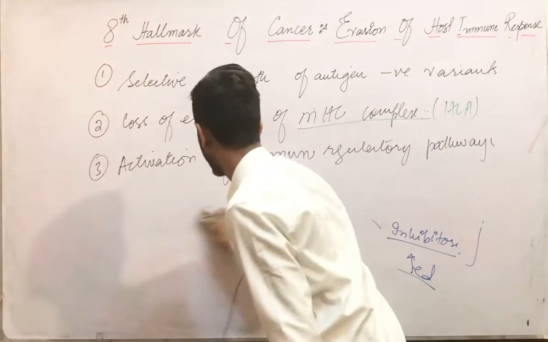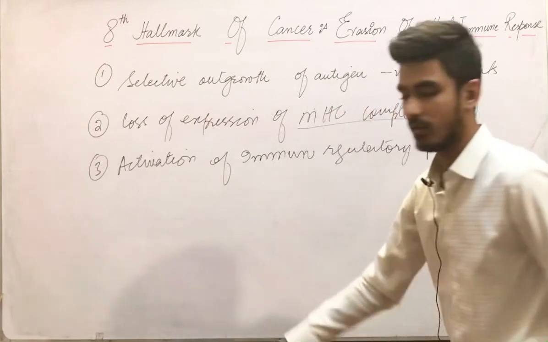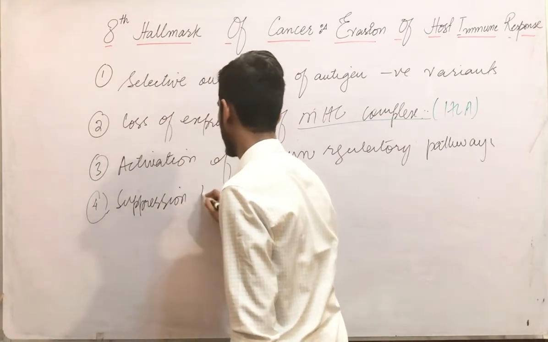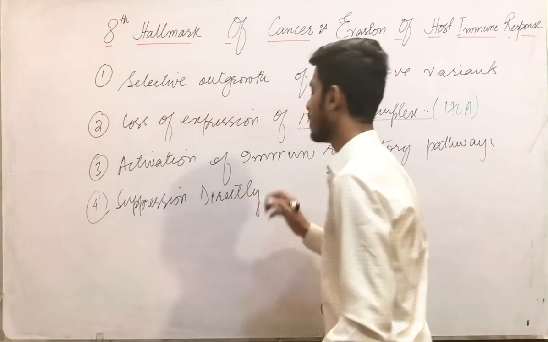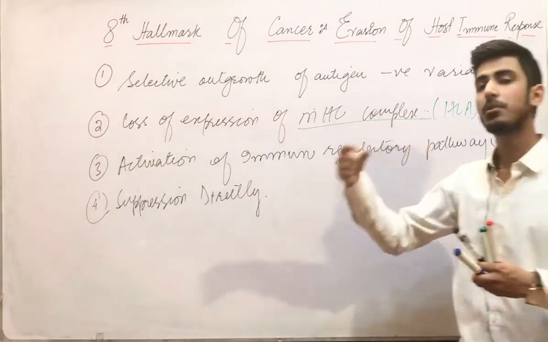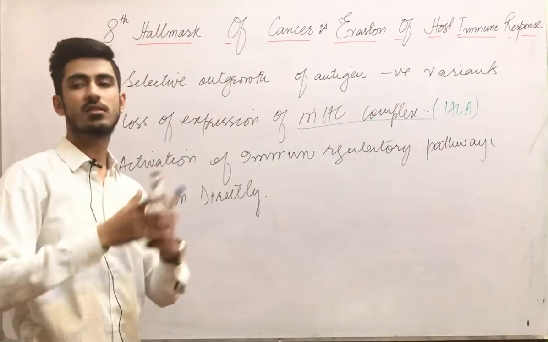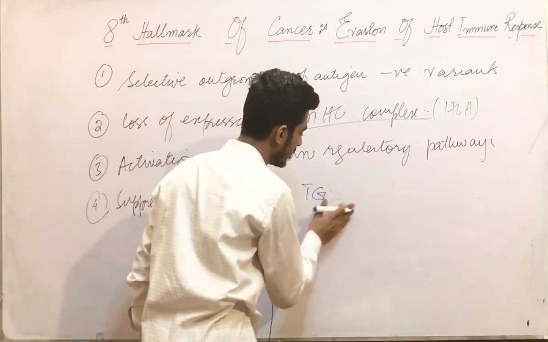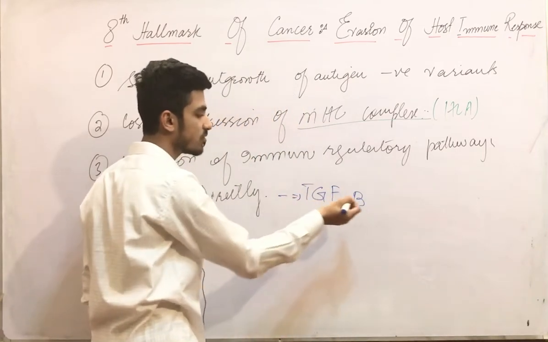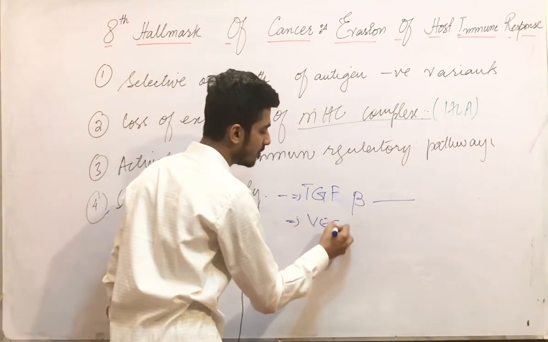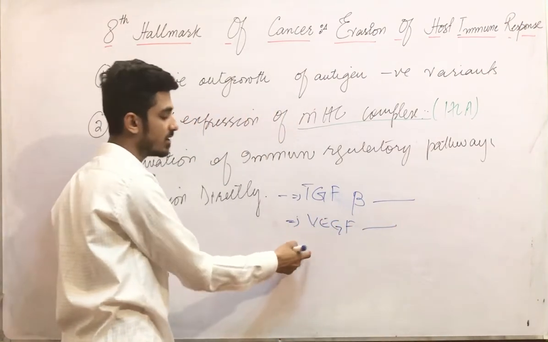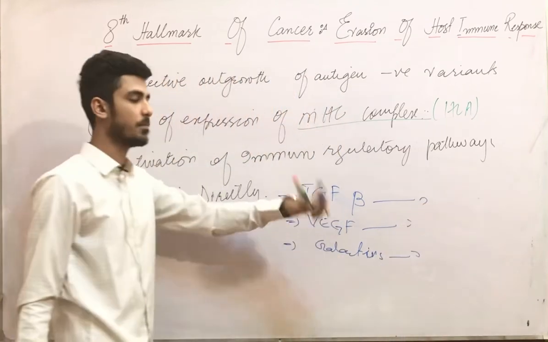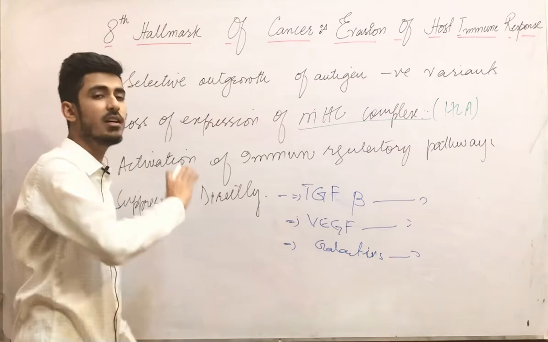Now after this we have the fourth point, that is the suppression of immune system directly. Now what happens is that the tumor cells directly produce certain substances that directly inhibit the immune system. Now what are those substances? We all know them, like transforming growth factor beta, which is also an immunosuppressant. Then we have the vascular endothelial growth factor, which can also act as an immunosuppressant. Then we also have the galectins that can act as immunosuppressants. So these are the substances that are directly produced by the tumor cells themselves.